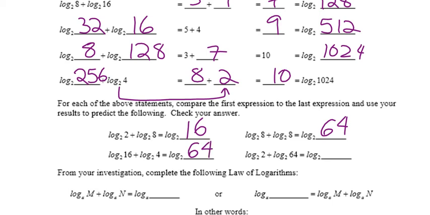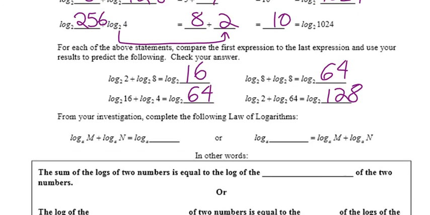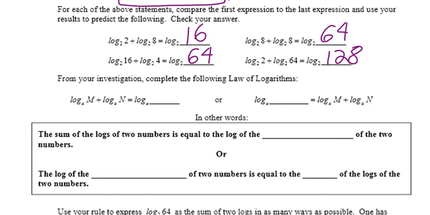64. And what's log base 2 of 2 plus log base 2 of 64? And how are you getting these numbers? Multiplying them, right? So, our first law of logs, known as the product law: log base a of m plus log base a of n is equal to log base a of mn. Or log base a of mn is equal to log base a of m plus log base a of n.